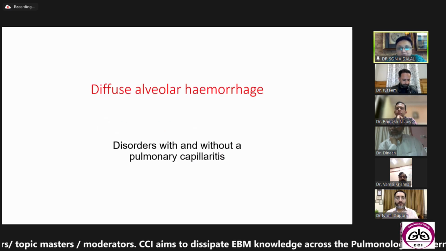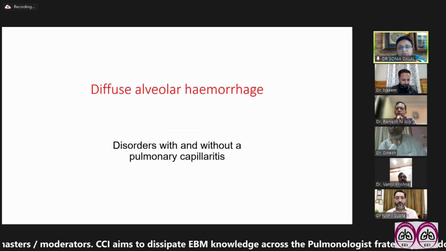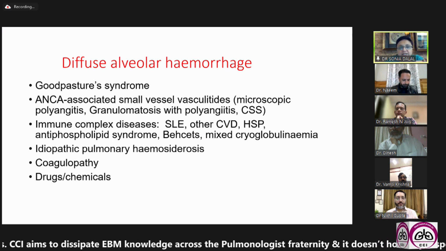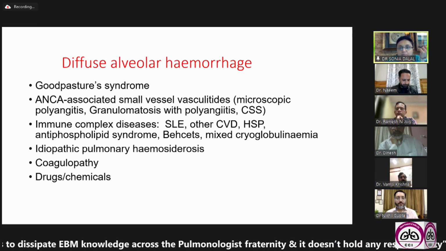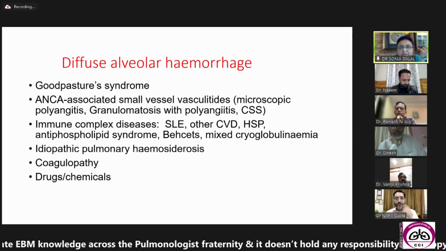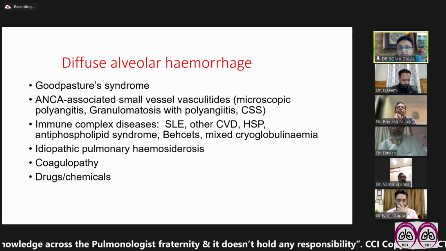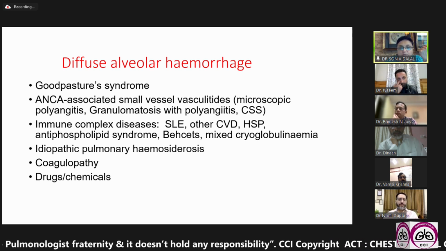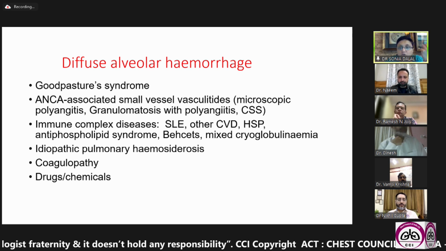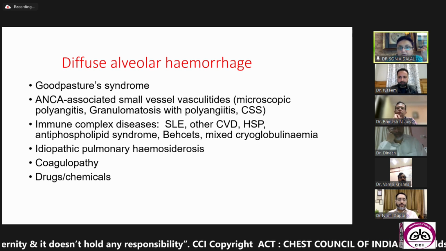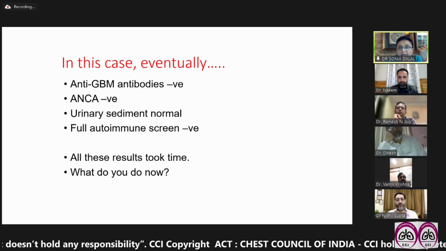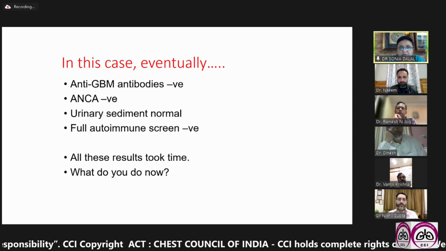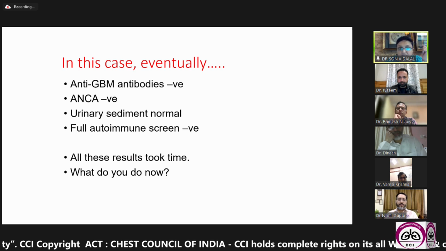Okay. So we, of course, thought that this is a diffuse alveolar hemorrhage. So this is basically a disorder with or without a pulmonary capillaritis. And these are the differentials that we probably kept. It is a Goodpasture syndrome or an ANCA-associated vasculitis, immune complex disease, secondary vasculitis, that is SLE, or HSP, antiphospholipid syndrome, or a mixed cryoglobulinemia, Behçet's, idiopathic pulmonary hemosiderosis, coagulopathy, or drug or chemicals. In this case, eventually, as Dr. Naeem and Vamsi said, anti-GBM antibodies were negative. ANCA was negative over here.